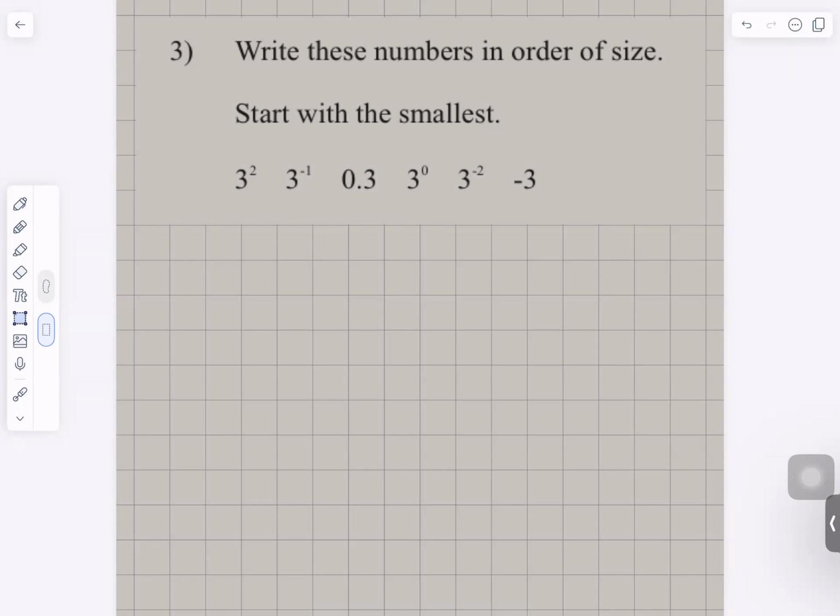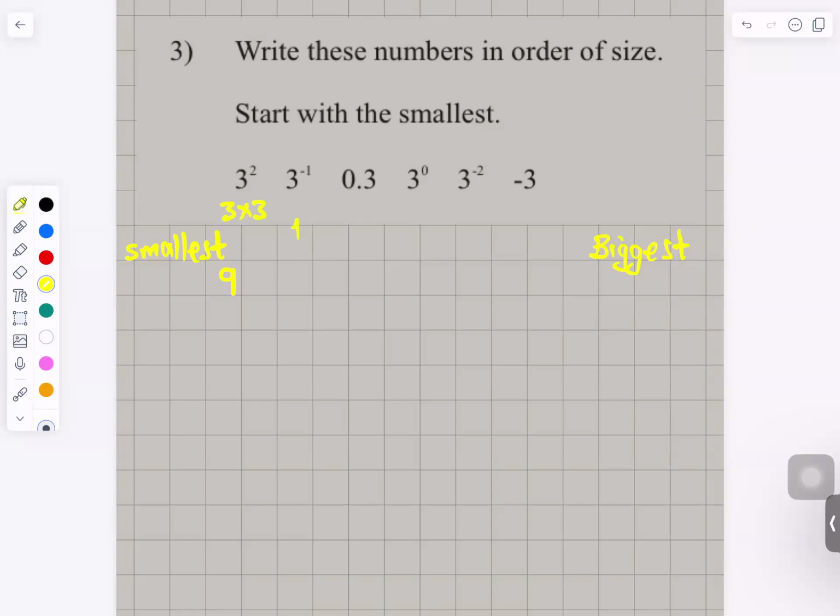Question number 3. Write these numbers in order of size. Start with the smallest. So we want to go from the smallest to the biggest. You want to write the numbers in a way that you can compare them. So 3 squared is 9, because that's 3 times 3.